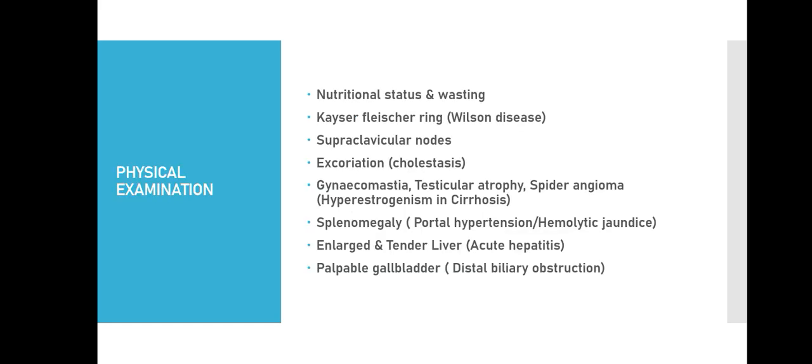Physical examination, nutritional status and wasting. Temporal and proximal muscle wasting can be seen in chronic diseases like cirrhosis and pancreatic cancer. Kayser-Fleischer rings can be seen in Wilson's disease. Supraclavicular lymph node and periumbilical lymph nodes can be seen in GI malignancies. Excoriation can be seen in cholestasis.